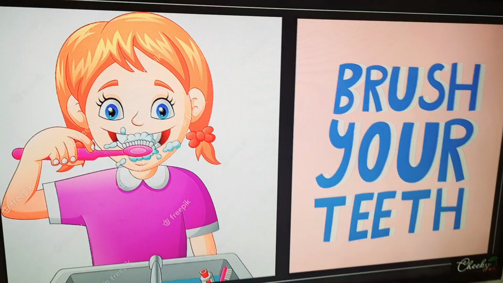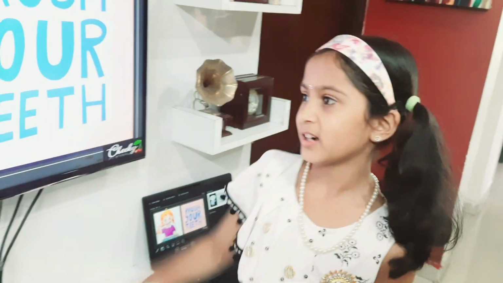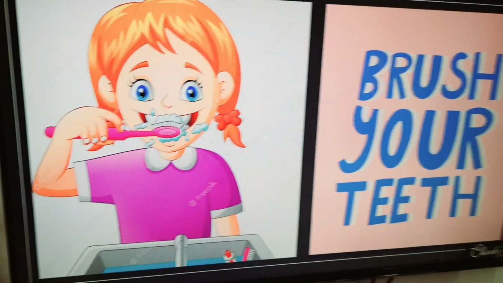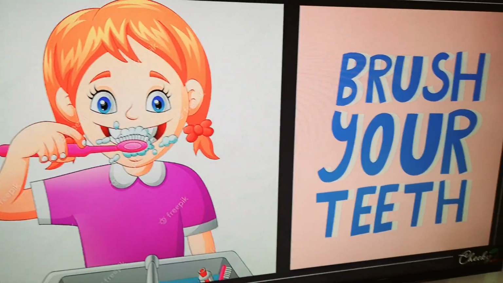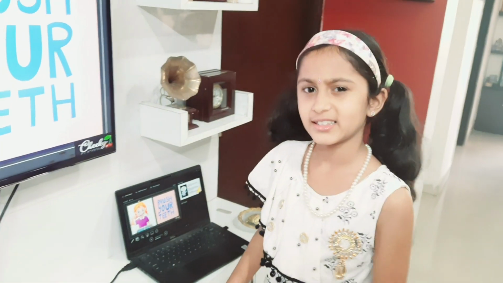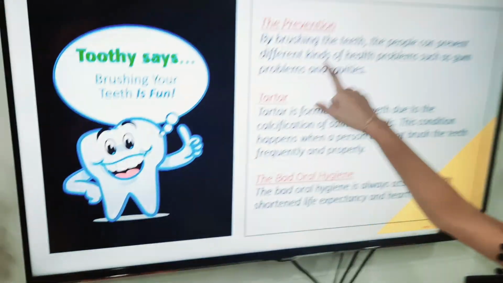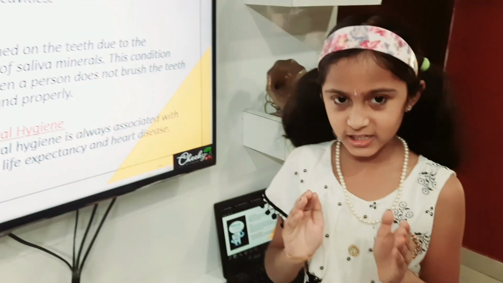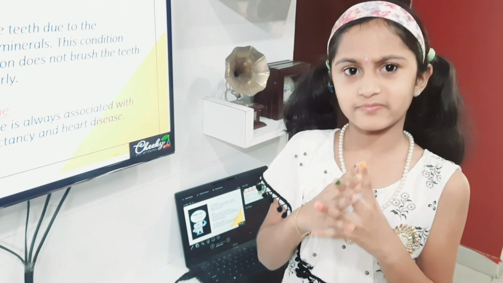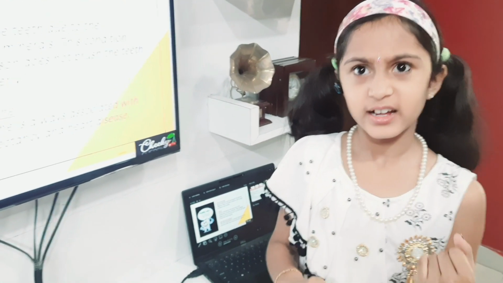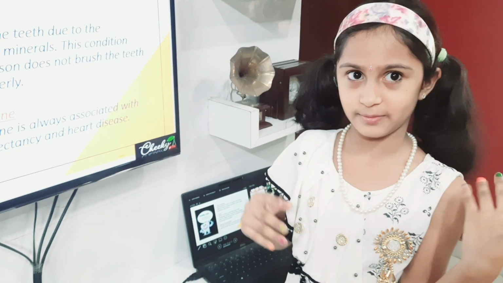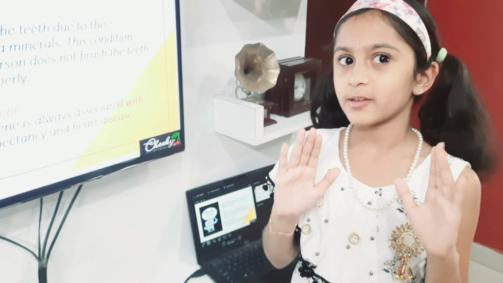Now, why is it important to brush our teeth? As you can see the girl in the picture, she is brushing her teeth very nicely. And all of us need to follow that. Now, let's find out why. Alright, the prevention. Brushing our teeth prevents bacteria from going inside. Now, as I said, we'll talk about the previous one later. Now, let's talk about it now.